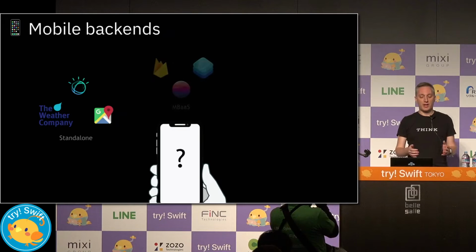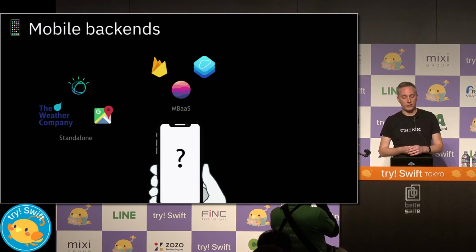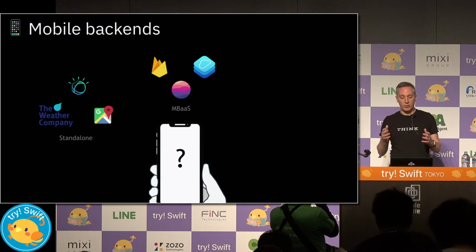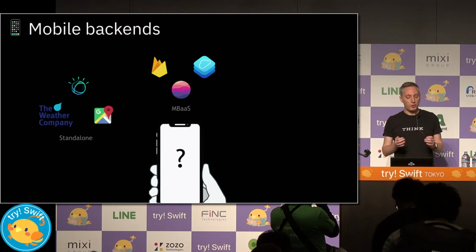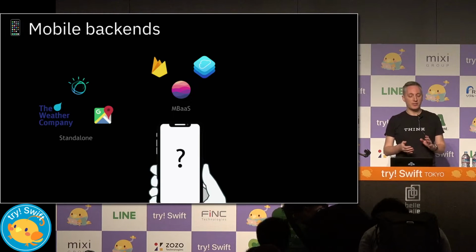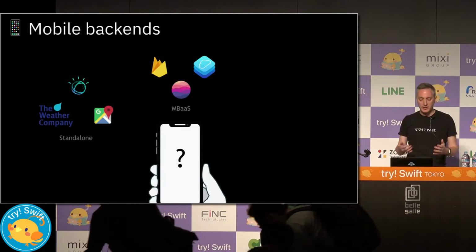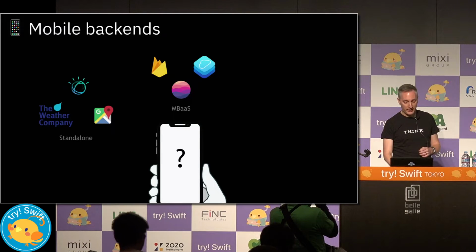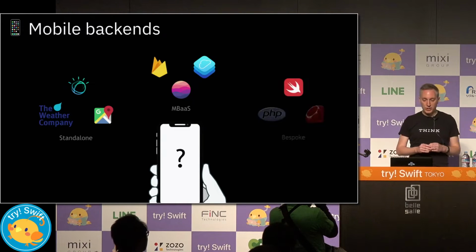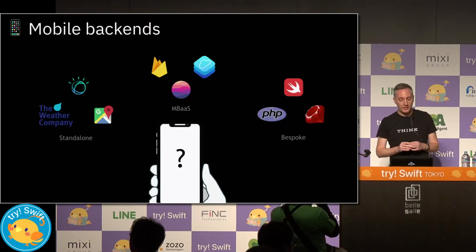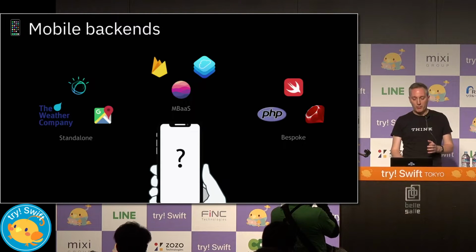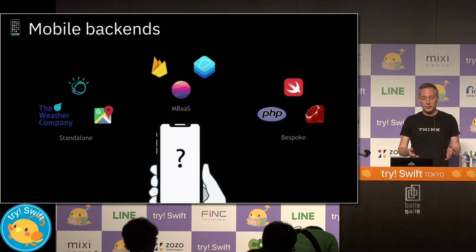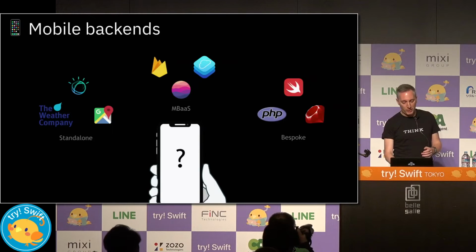You could choose a fully hosted service, a so-called mobile backend as a service, or MBAS. These give you a broad range of functionalities, but you lose some control of your backend to the service provider, and they can be an expensive option. Another option is to build the backend yourself. Languages like PHP and Ruby have historically been popular, but they may mean learning a whole new set of skills. Server-side Swift is another option you have for your mobile backend.